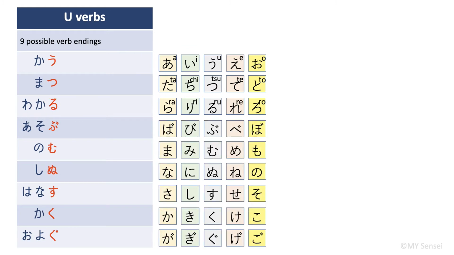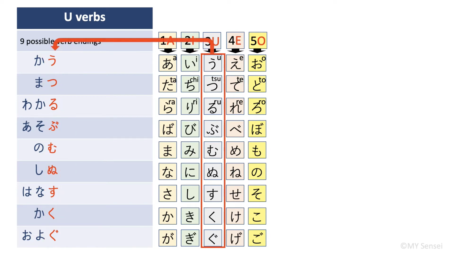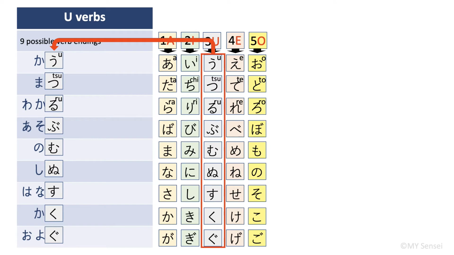Please note, column 1 has all of the A sound characters, column 2, E sounds, column 3, U sounds, column 4, E sounds, and column 5, O sounds. I hope by now you have noticed that the endings of U verbs are just like the ones in column 3. Basically, column 3 contains the ending of U verbs in their short forms. It is very important to know this table well as you will use it for U verb conjugations.